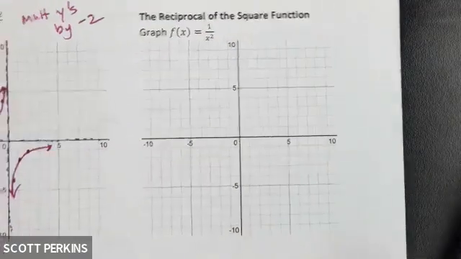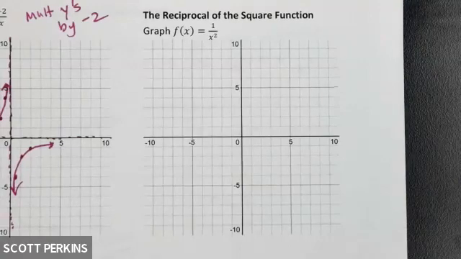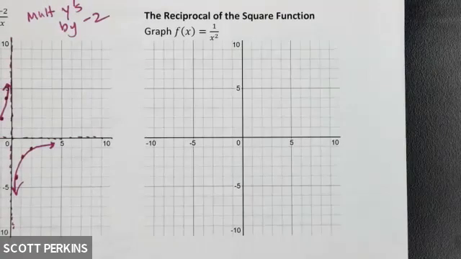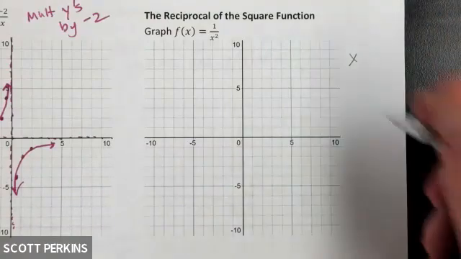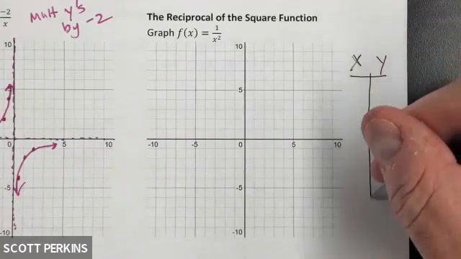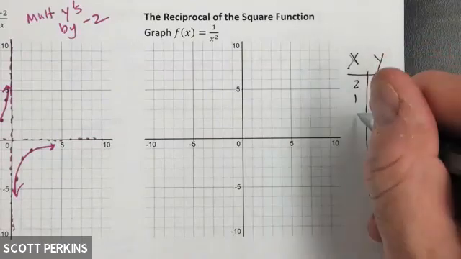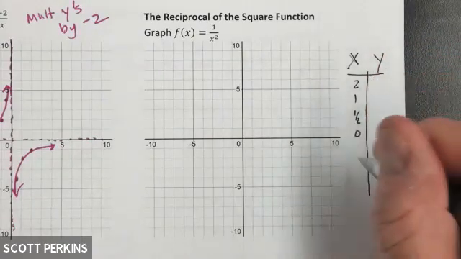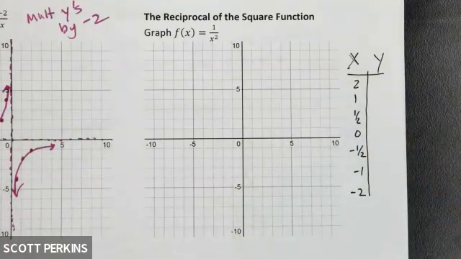Okay, the second basic function for the day, and there's only 2 new ones in this unit, so not too shabby. We're going to now graph the reciprocal of the square function. So again, I'm going to make a table. I'm going to pick the same x values as before, and we're going to see what happens when I do the reciprocal and also square it. So I've got 2, 1, 1/2, 0, -1/2, -1, -2. Same exact x values as before.